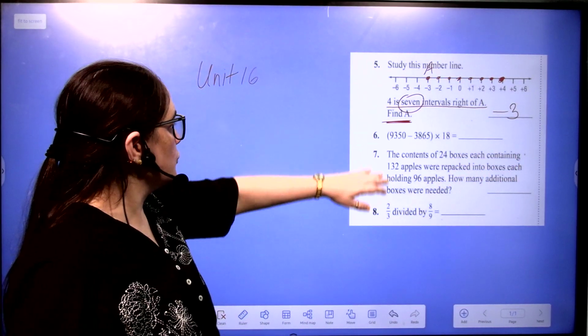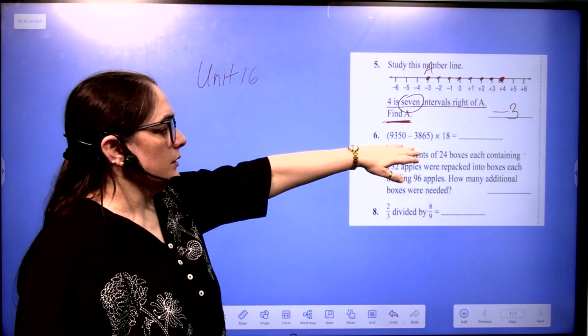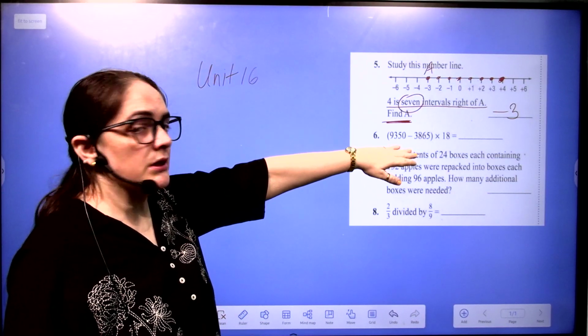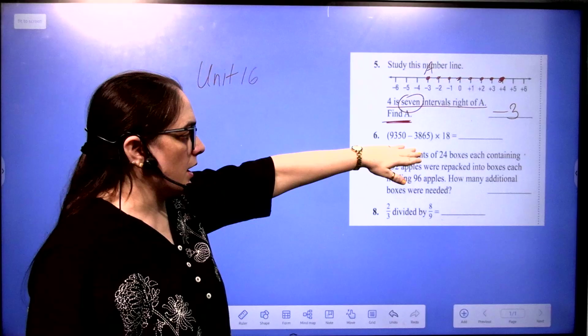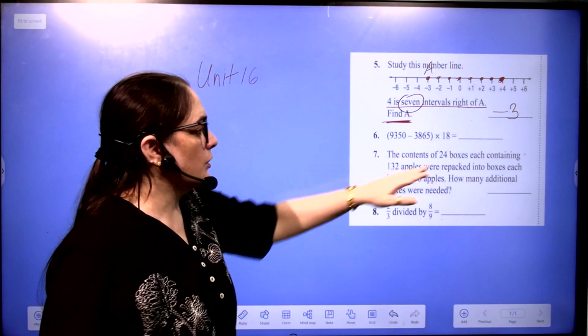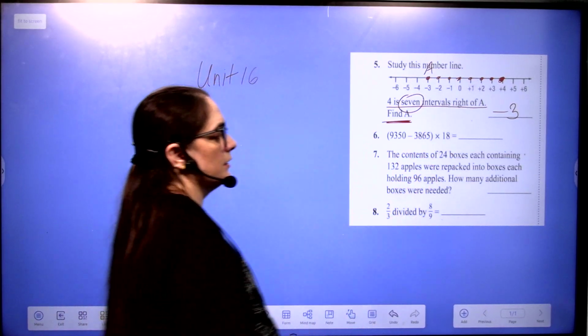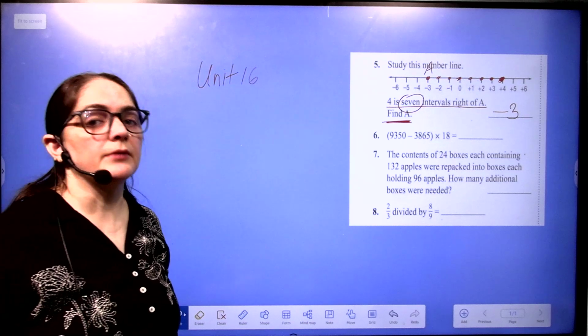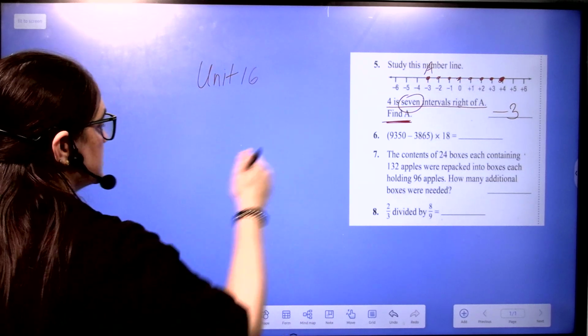Now let's move on to question 6. This question is based on BODMAS. You have to subtract and then multiply, because the subtraction is in the bracket. As per BODMAS, we solve the bracket in the first place. So let's see how to do this.